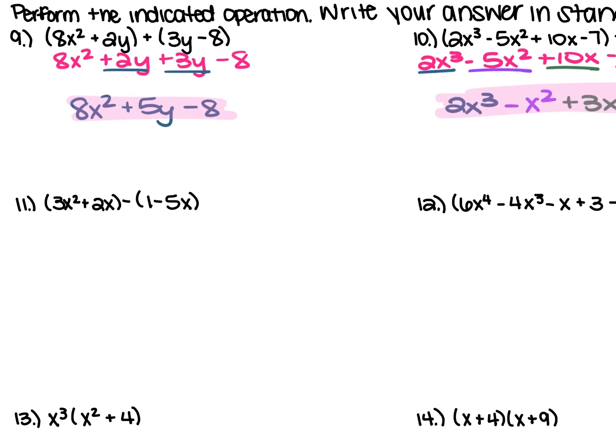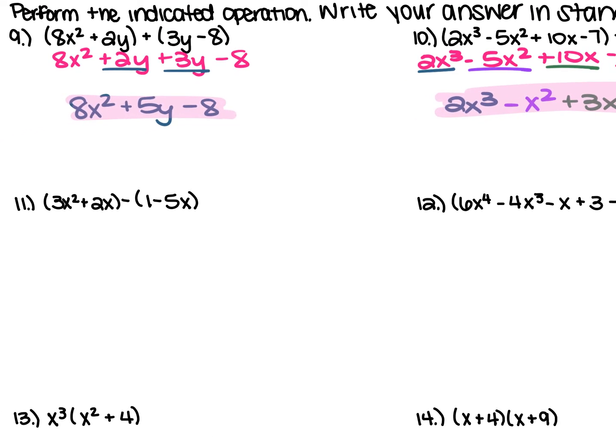For 11, we are given 3x squared plus 2x minus 1 minus 5x. For this one, since there's a negative in front of that second set of parentheses, we are going to distribute it in and rewrite this as 3x squared plus 2x minus 1 plus 5x. And from here, we just combine like terms. So we're going to have that 3x squared that drops down. You then have 2x plus 5x, which is 7x minus 1.